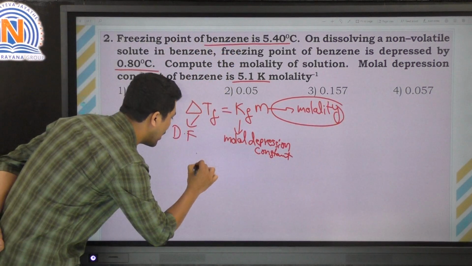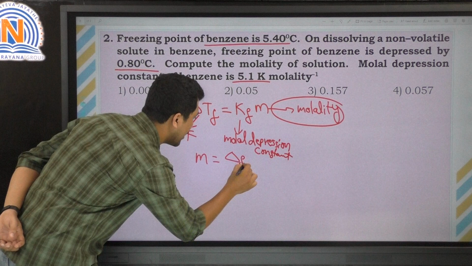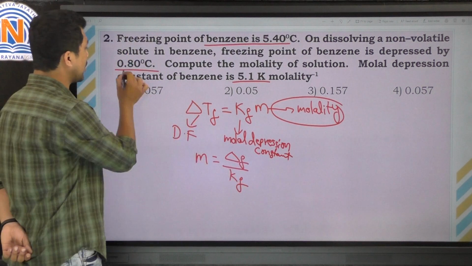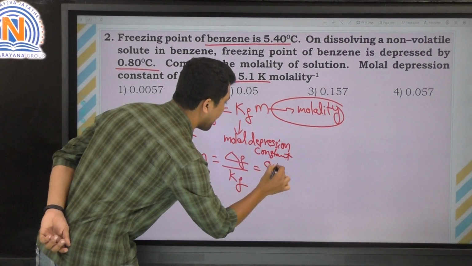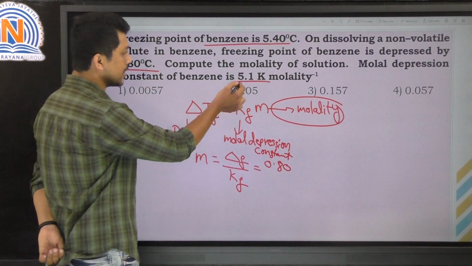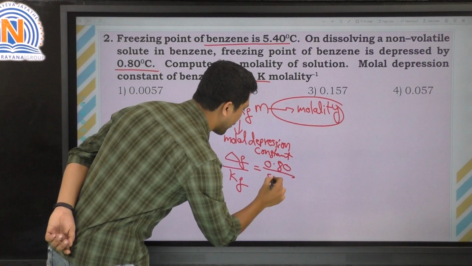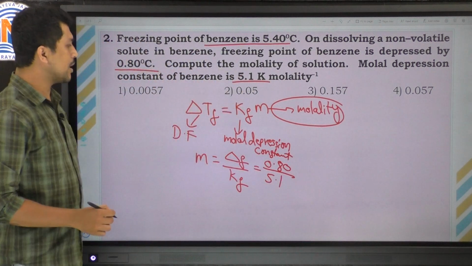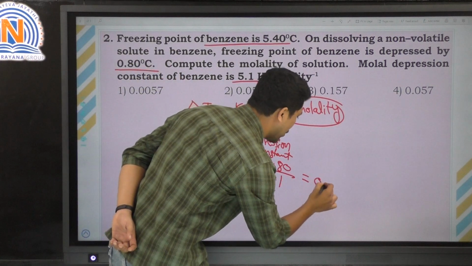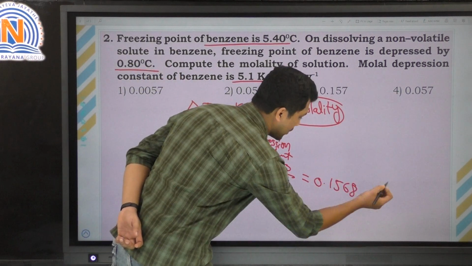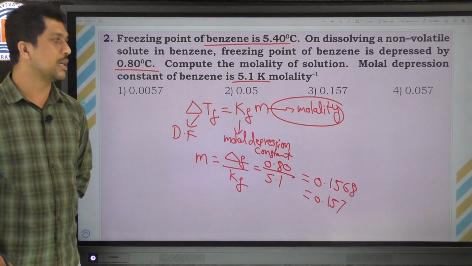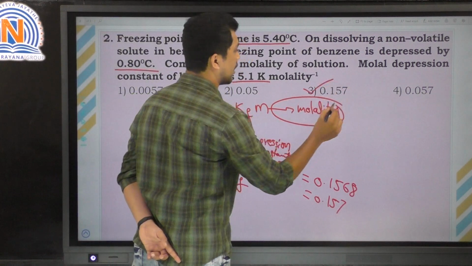So molarity m equal to delta TF by Kf. What is delta TF, the depression in freezing point? That is 0.80. And what is the Kf value? That is the molar depression constant, that is 5.1 K. If you solve this one, you will get around 0.1568, which is equal to 0.157. So the correct answer is the third option.